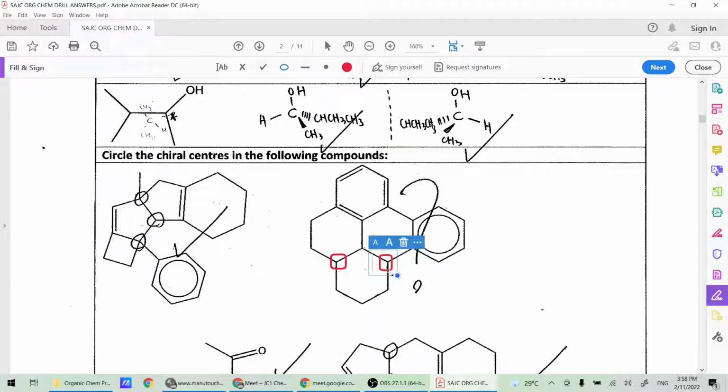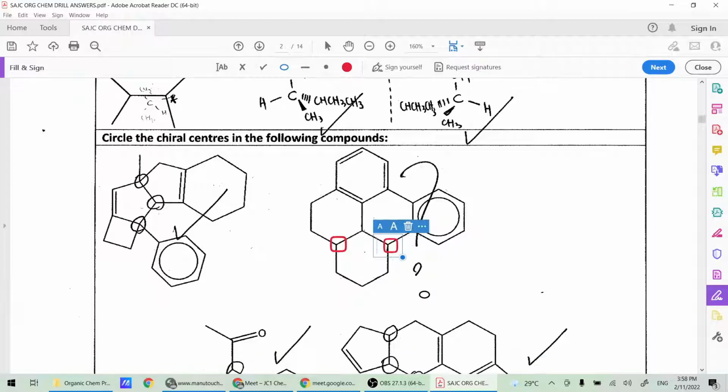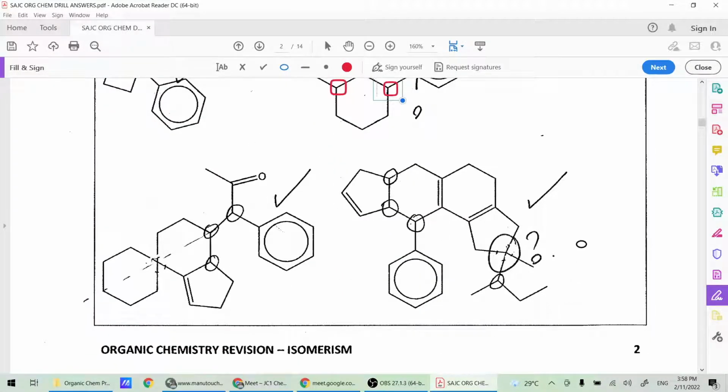The previous one doesn't count, because two of the carbons can have the same groups. And for this one, there's one chiral center missing. This one doesn't count. Again, there are carbons that have the same R group, so this one is not a chiral center. The other three are.